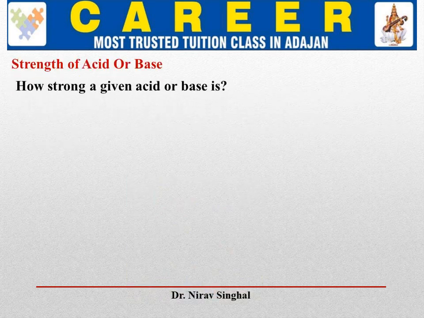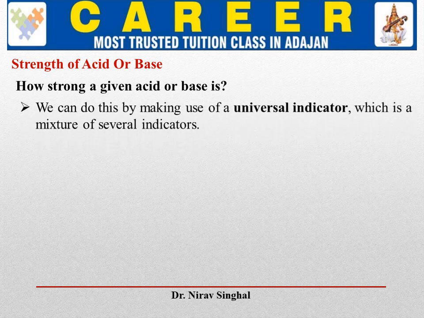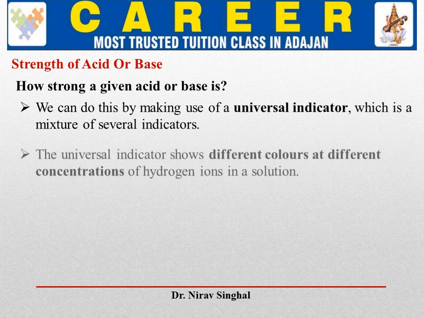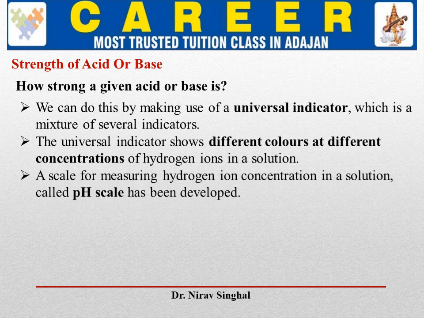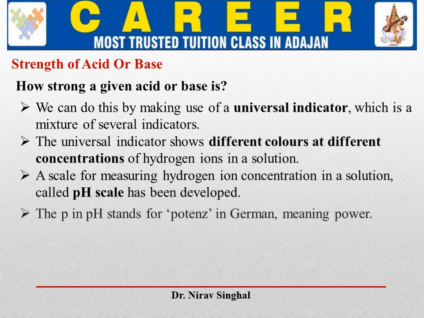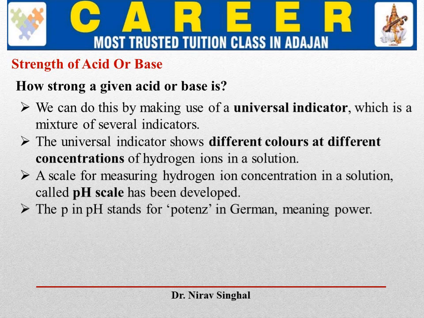How strong a given acid or base is: in order to identify that, we need to make use of universal indicator. Now, the universal indicator shows different colors at different concentrations of hydrogen ion. Normally, we term it as a color strip also. Now, a scale for measuring the hydrogen ion concentration in a solution is called the pH scale. pH means potence of hydrogen ions. P in pH stands for potence, which means power.